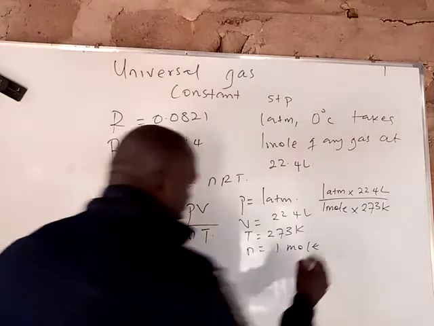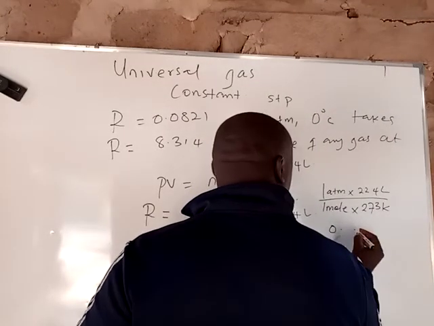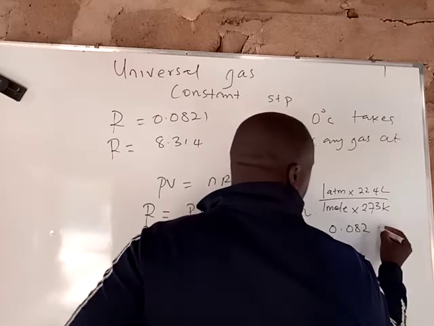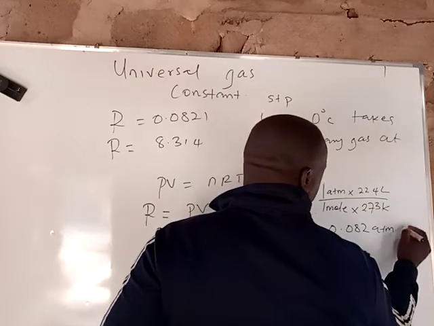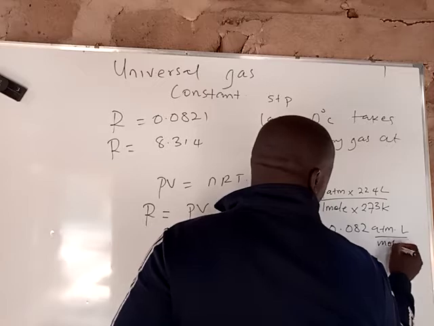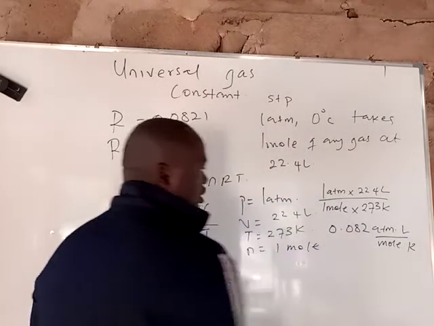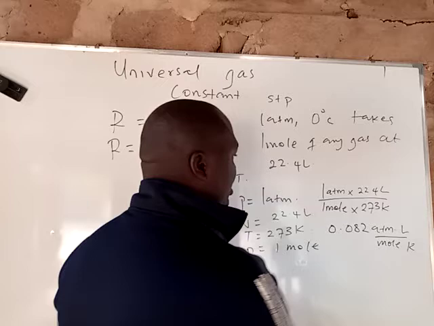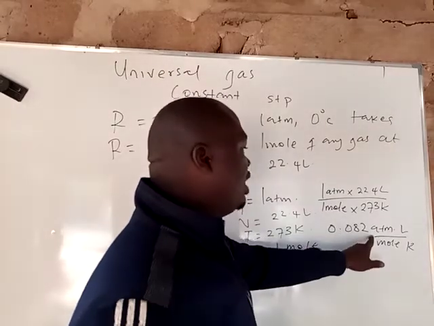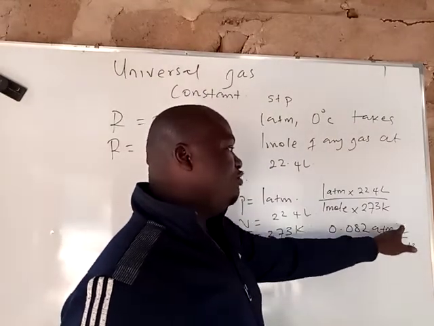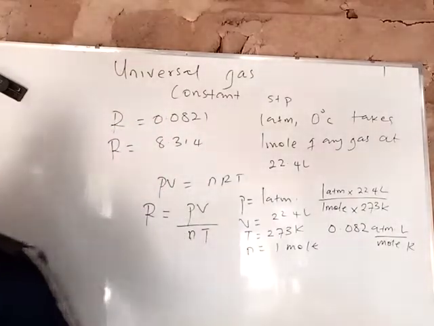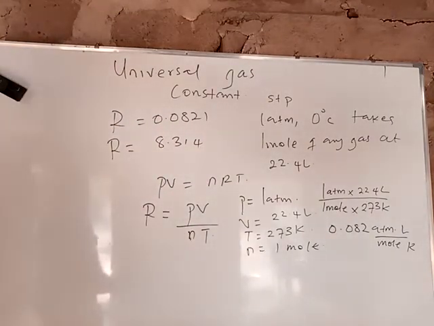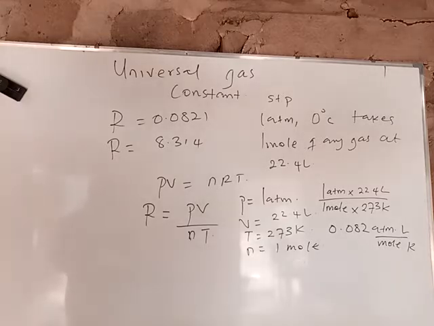If you punch your calculator in that aspect, you will get a very simple answer. What you should get is 0.0821 atm dot liters all over mole dot Kelvin. So you only use this R constant whenever your pressure is in atm and your volume is in liters. That is when you should use that R, 0.0821. Please note this thing very well.